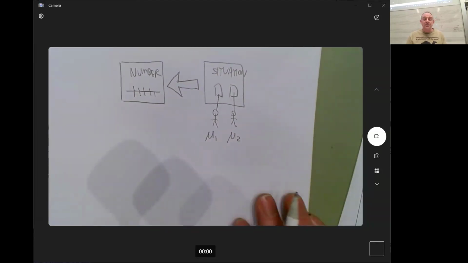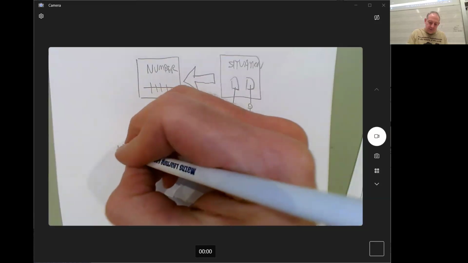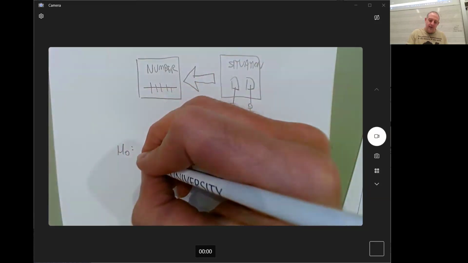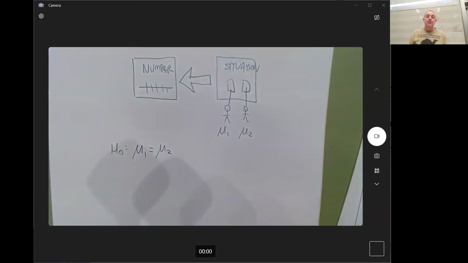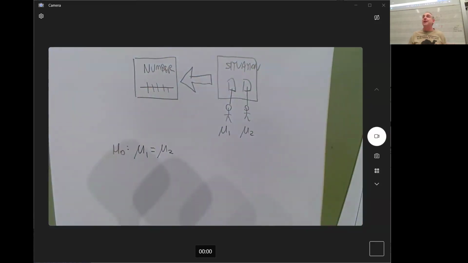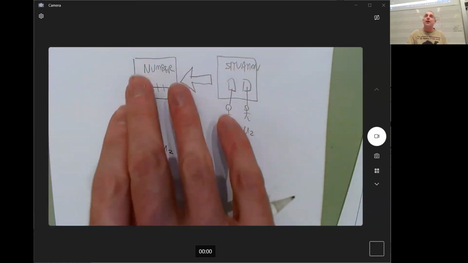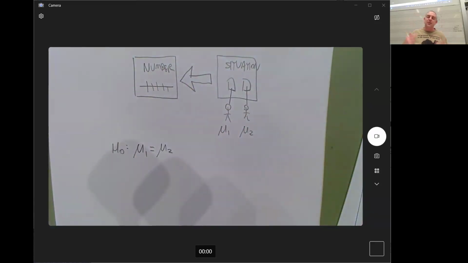So it is a t-test. Your null hypothesis is that the two means are equal, because you have to pitch your hypothesis to be about parameters. So even though the question in your head is, does being in a different situation make a difference to the number? We're now going to say, does being in a different situation make a difference to the mean?